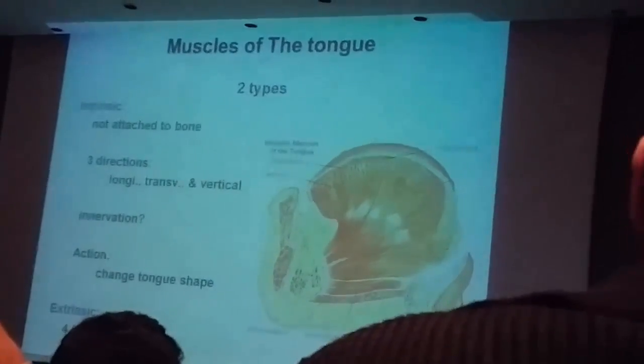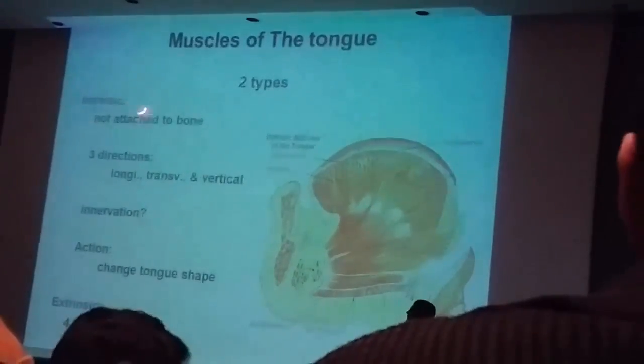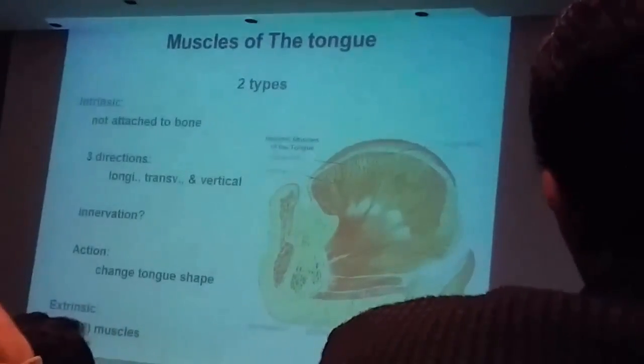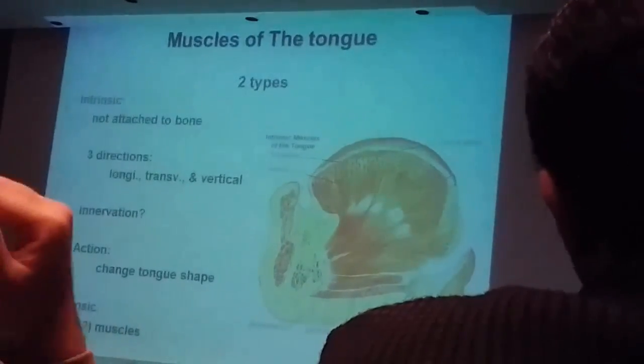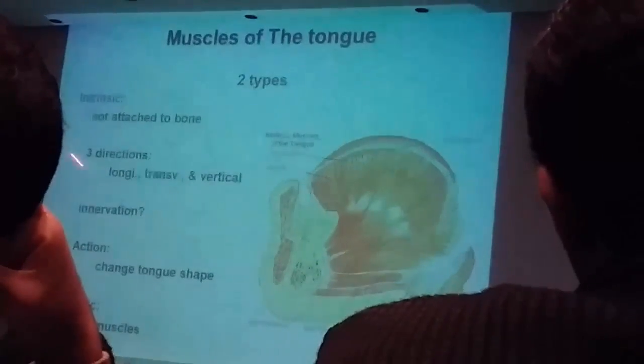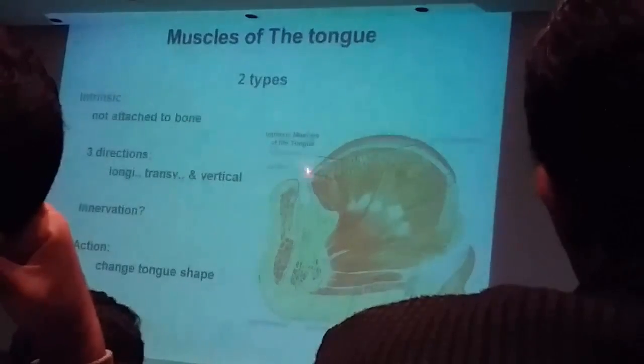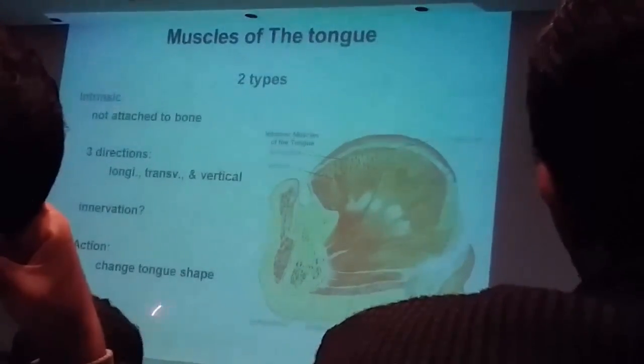Okay? These muscles, we call them the intrinsic muscles of the tongue. So there are intrinsic muscles within the tongue. They are just attached to the mucous membrane inside, okay? And they run in three directions: longitudinal, transverse, and vertical. Now, the innervation of the muscles of the tongue.